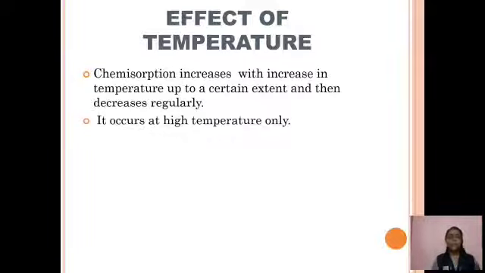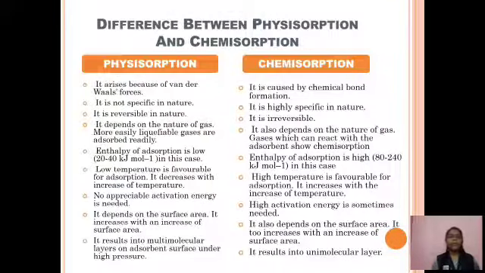Next is the effect of temperature. Chemical adsorption increases with increase in temperature up to a certain extent, and then it decreases regularly. Only up to a certain extent it will increase as we increase the temperature, and if that certain extent is attained, it will start decreasing. And it occurs only at high temperature because of the formation of chemical bonds.